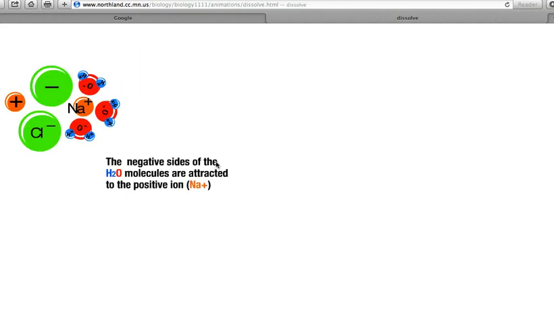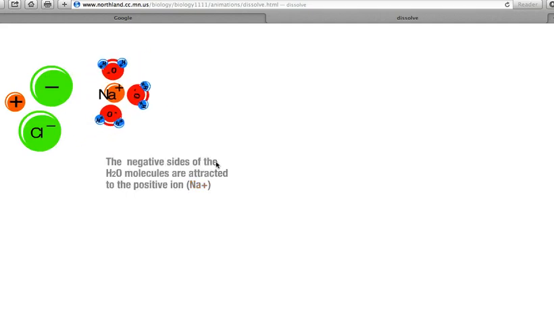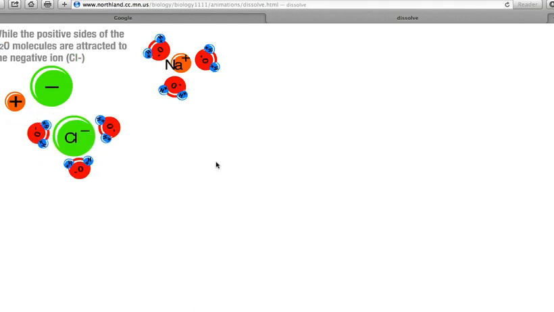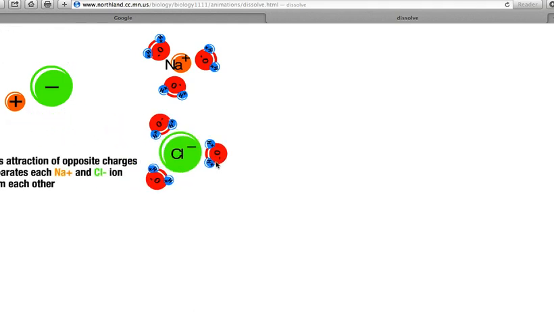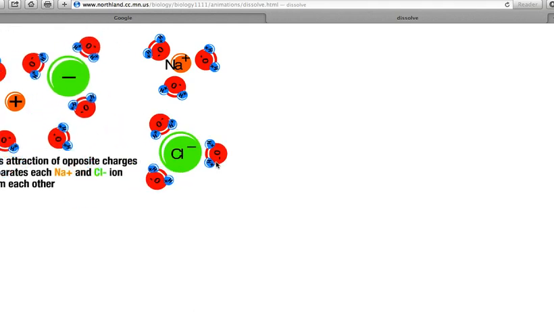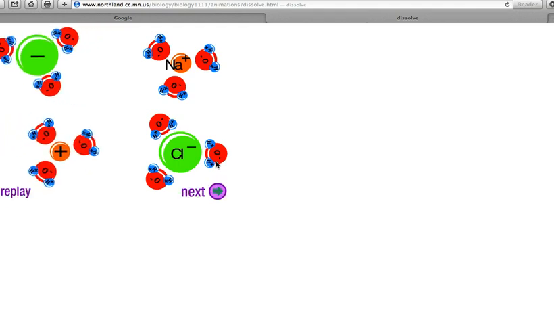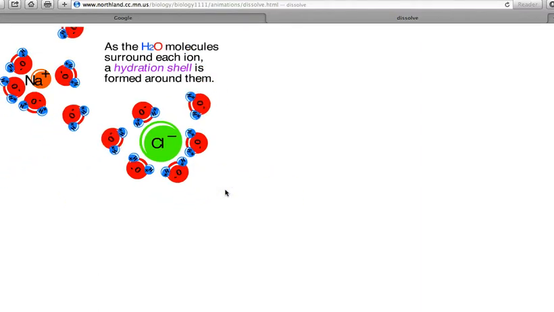So here's what happens, and I can't pause it, but notice the water molecules. The oxygens are attracted to the Na plus ion because they're oppositely charged. And the H ends of the water molecules are positively charged. They're attracted to the Cl. So the water molecules literally pick apart the NaCl crystals until all of the Na pluses and Cl minuses are separated from each other. That is the basis of dissolving or dissociation.